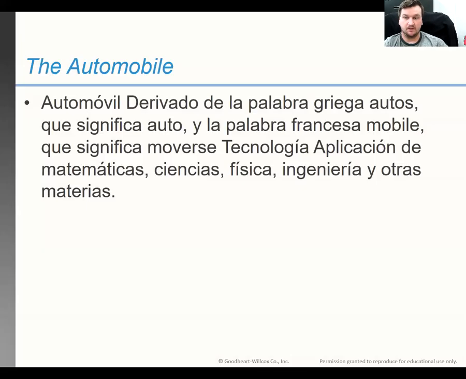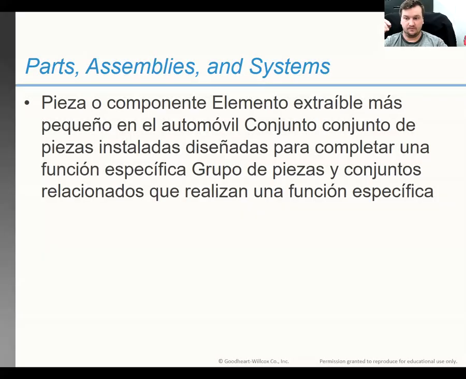So the automobile, derived from the Greek word autos, which means self, and the French word mobile, which means moving. And technology is the application of math, science, physics, engineering, and other subjects. The parts, assemblies, and systems. Parts or components are the smallest removable items on the car. Assemblies are a set of fitted parts designed to complete specific functions, and systems are a group of related parts and assemblies that perform specific functions.